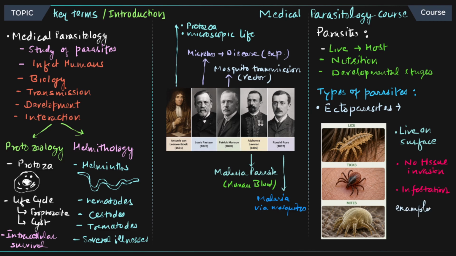And next, you have examples. We talk about lice. So that's the lice over here, which lives on the human head. You have ticks. Then right over here is a mite. So different parasites are there in the ectoparasite category. Now let's move on to the next category, which is endoparasites, right? After ectoparasites, which is basically not infection, it's infestation, let's talk about endoparasites.